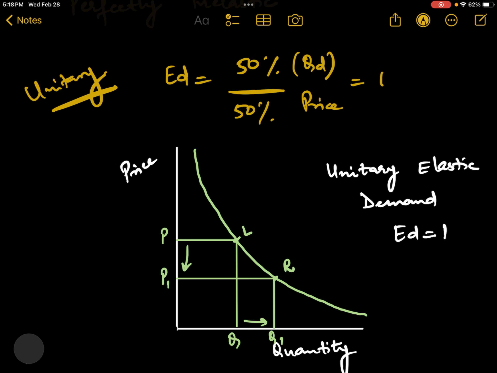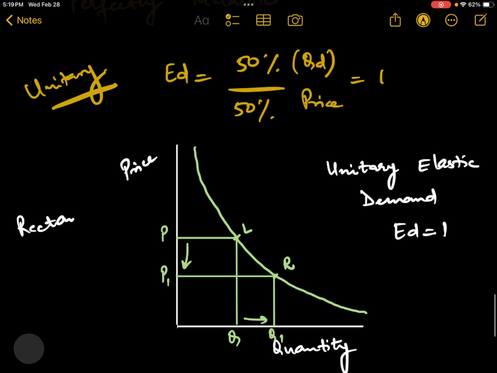Now this is the graph for unitary elastic demand curve. If you notice, this has a special curve. This curve is also known as rectangular hyperbola. Now what is special about this? The reason we draw this curve as rectangular hyperbola is because we want to show that the total area at all points will be the same. So if there is a change in 50% here, there will be a change in 50% here. So we want to show that equal.